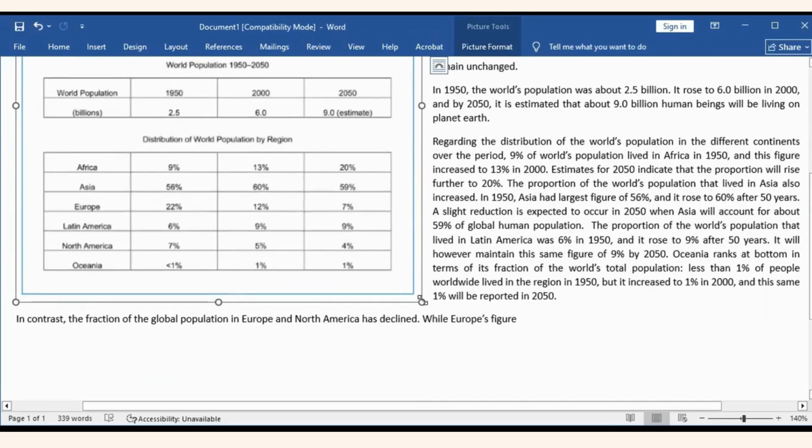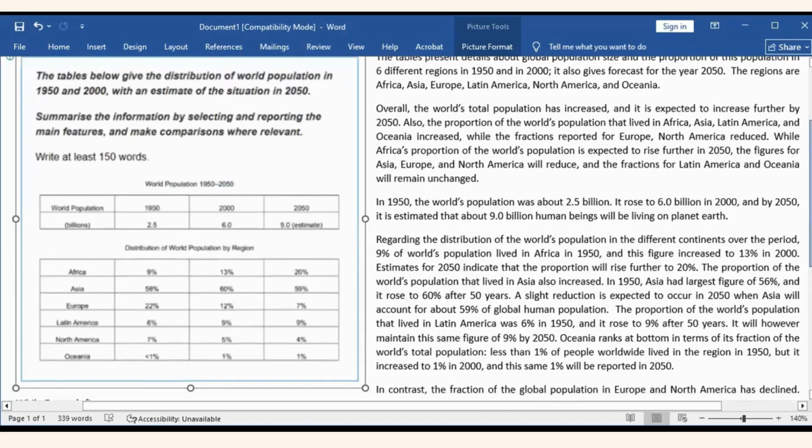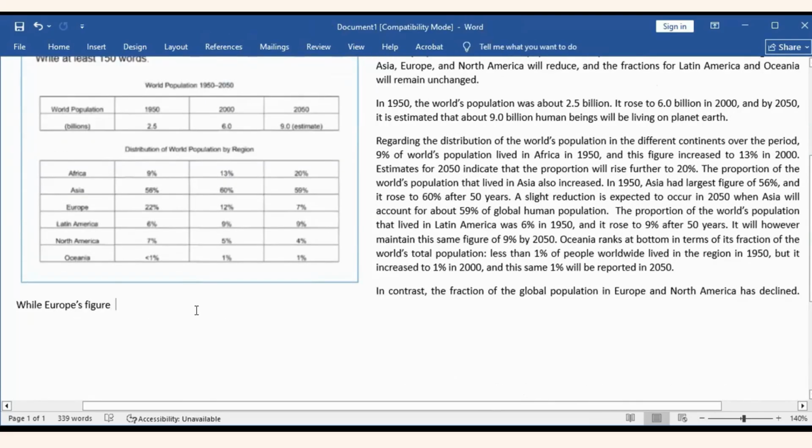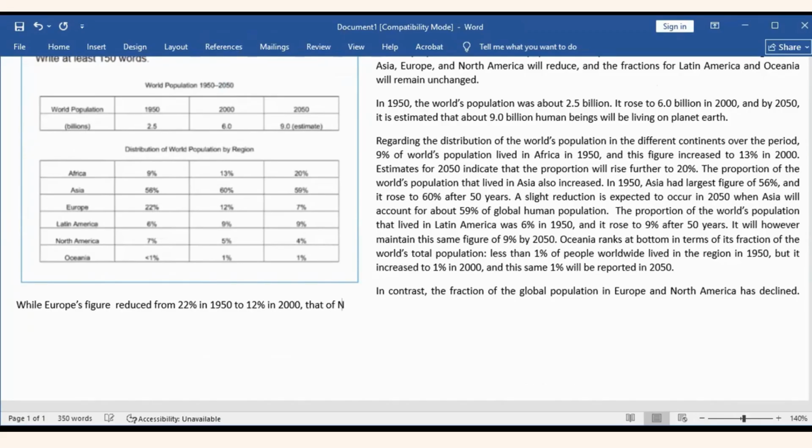Look at the bottom here. This is where it continues. While Europe's figure reduced from 22% in 1950 to 12% in 2000, that of North America dropped, or let's just say reduced, something more formal. That of North America reduced from 7% to 5%.